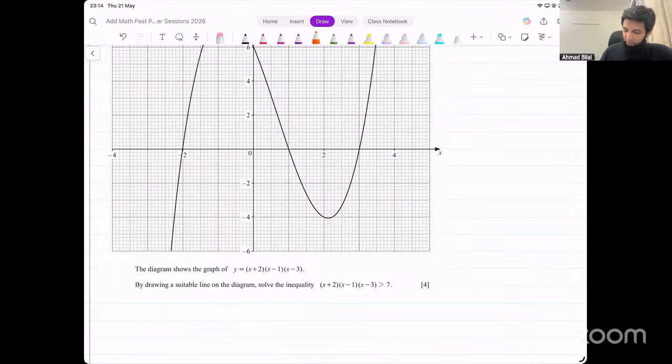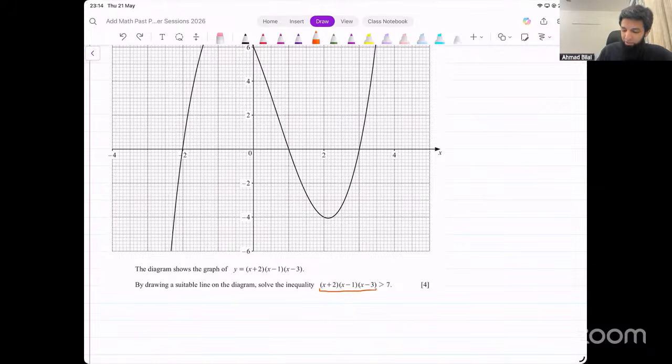Look at the inequality. On one side of the inequality, you have this function y equals x plus 2 into x minus 1 into x minus 3. That's one function that you've got. On the other side of the inequality, you have 7. Now the graph that you have drawn there is of this cubic function. You can say that is y. So what you're looking for is y greater than 7. When is y greater than 7? That is one way to think about this.